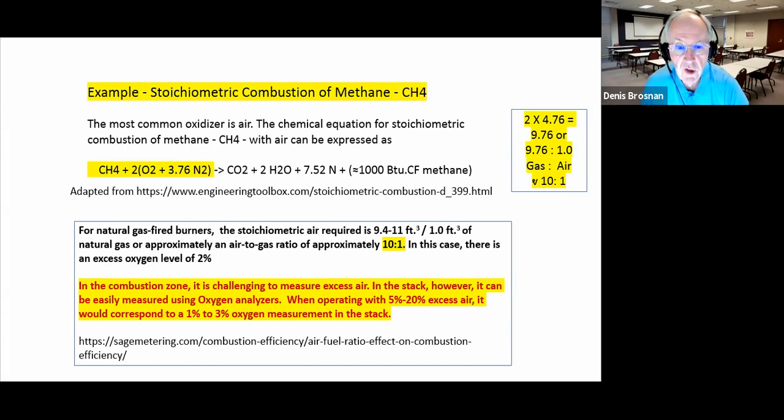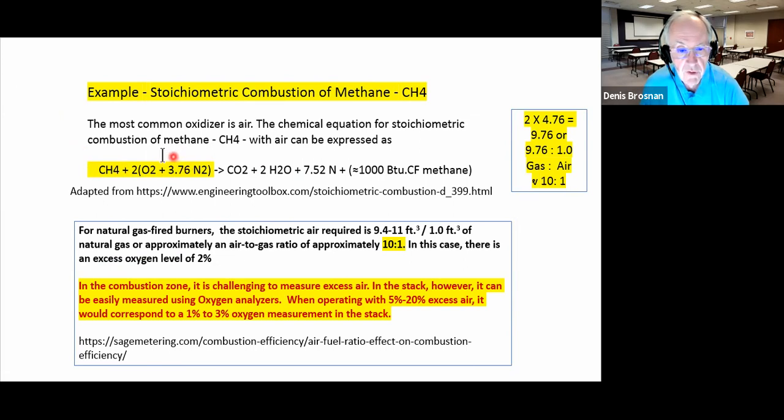Well, here's an example of the stoichiometric, wow, that's quite a word, stoichiometric combustion of methane. That means one-to-one ratio combustion. So that means CH4 plus 2, but now we don't use oxygen, we use 1 of oxygen plus 3.76 parts by volume of nitrogen. So this now, where we had oxygen before in the previous slide, we now have air.